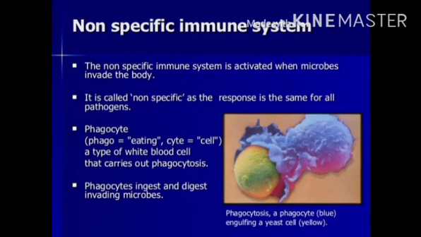The non-specific immune system is activated when microbes invade the body. It is called non-specific as the response is the same for all pathogens. Phagocytes, a type of white blood cell, carry out phagocytosis. Phagocytes ingest and digest invading microbes.